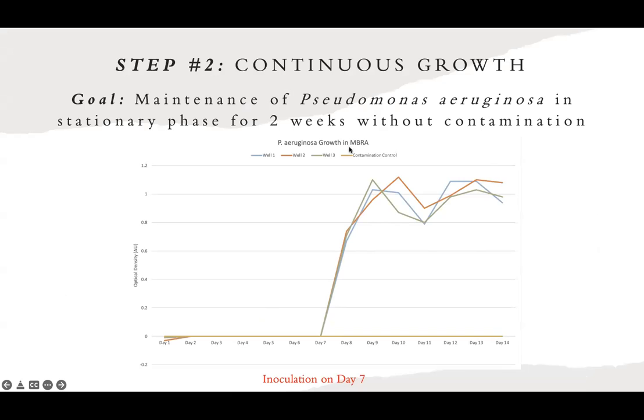Yeah, you can see our control wells. When we did grow Pseudomonas, we did keep 3 control wells, and they all were still at 0 by the end of the study. These were our 3 wells that did have Pseudomonas in them.